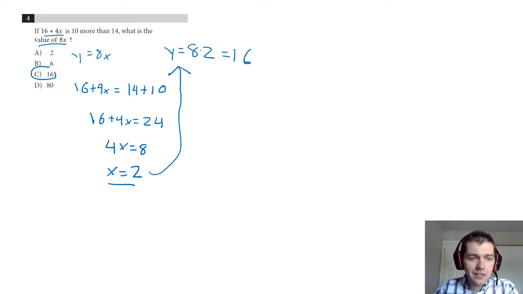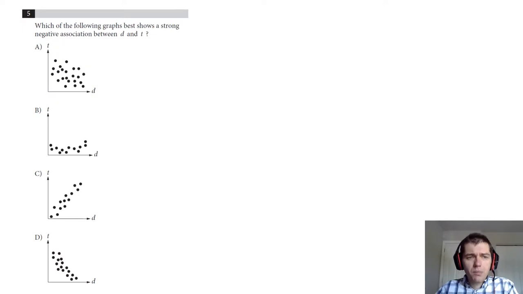Your answer is C. Problem number five, they're looking for which graph of the ones below show a strong negative association between D and T, which are shown on the X and Y axis respectively on these. So it's important to recognize they're looking for a negative association, which means a negative slope. In B, that's clearly not a negative slope. C is clearly not a negative slope. You can eliminate those. A, it looks like there might be some negative slope, but it's hard to really make that conclusion. And D is an obvious negative slope.